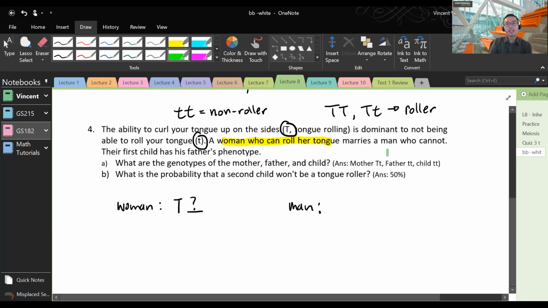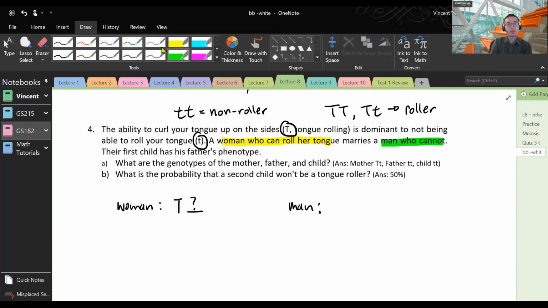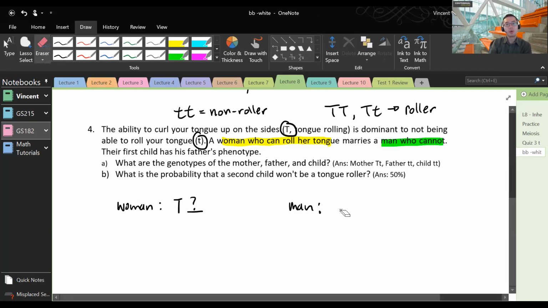And then she marries a man who cannot roll the tongue. If you cannot roll the tongue, then it's small t, small t. And then they have their kid. So this is the woman, this is the man, and they're going to have the kid. I don't know if it's a boy or girl. Let's just say it's a girl.